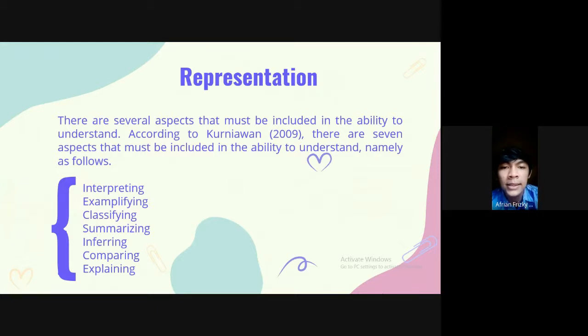And the last is explaining. Explaining is the ability when students can construct and use the cause and effect model of a system. Okay, next.